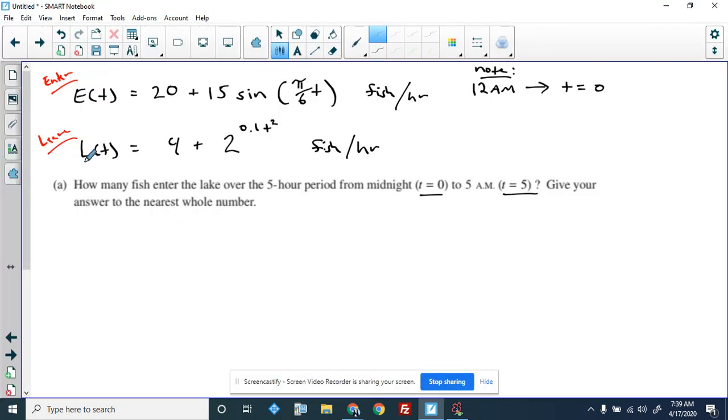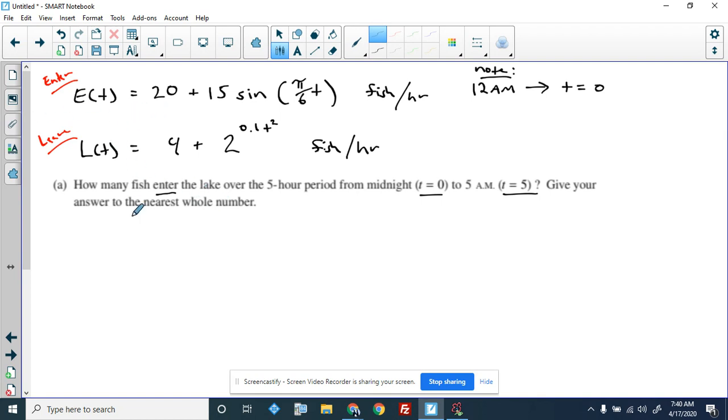So I make a note of my two rate functions and their units, and I go to the first question. How many fish enter the lake over the 5-hour period from midnight, t equals 0, to t equals 5? Give your answer to the nearest whole number. If I want to know how many fish enter the lake, then I have to integrate the enter rate. So you shouldn't even be looking at L of t for this question.